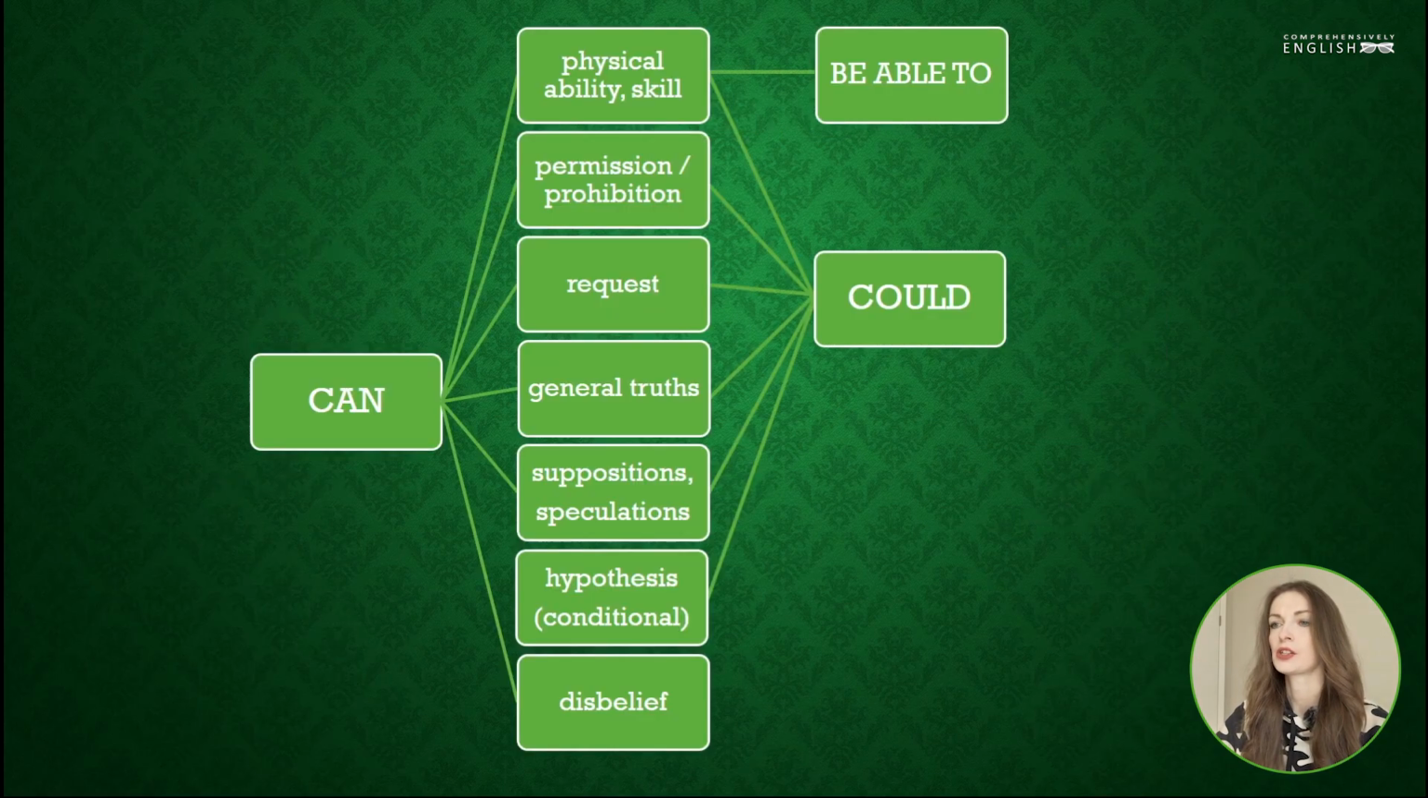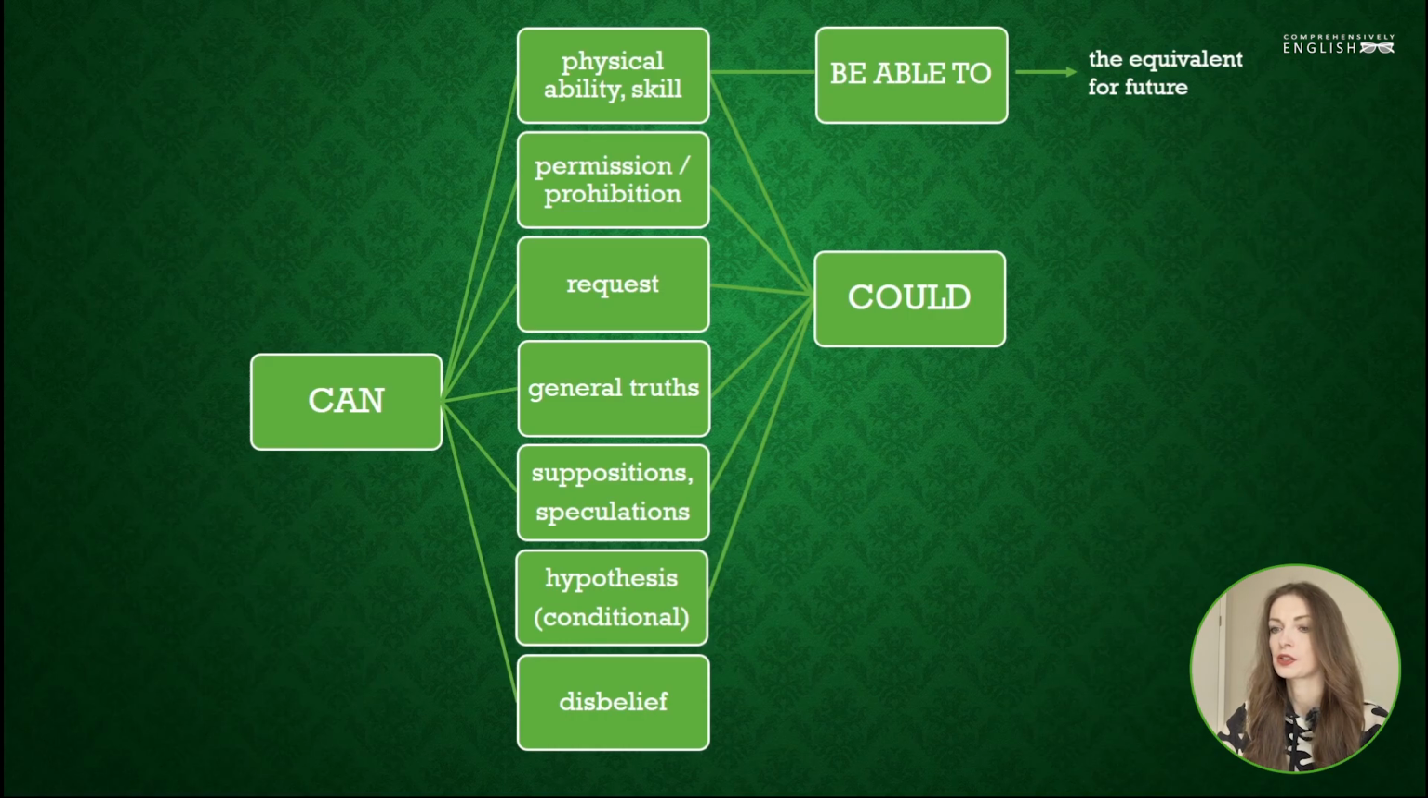Okay, can as well as could express physical ability and skill, permission or prohibition, request, general truth, suppositions, and speculations. Then, can also express disbelief, and could can be used in conditional sentences to express hypothesis. To express physical ability or skill, be able to is used where can and could cannot be used. So, be able to is the equivalent of can for the future tense.